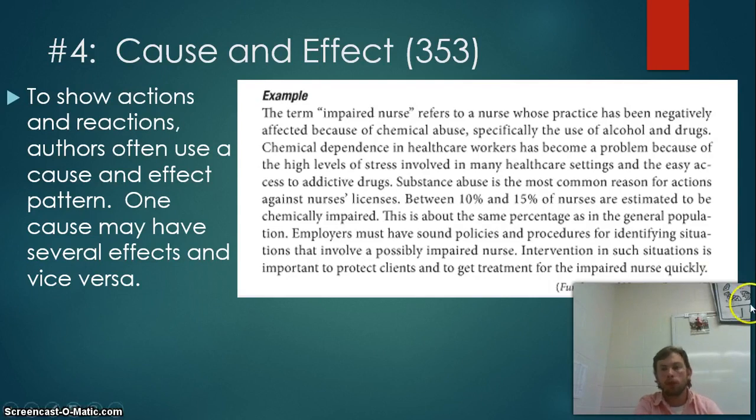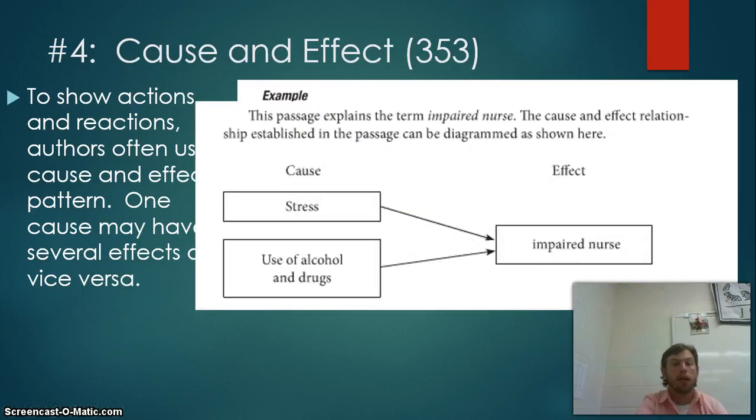Okay, hopefully you looked this over and you saw that there are different causes to someone being identified as an impaired nurse. Stress or use of drugs and alcohol can be different causes, and again, they come together to have one effect. On the other hand, you might read a passage where one cause of something can have several different effects. So there's no one way to do it, but it's a really, really common way of organizing info.